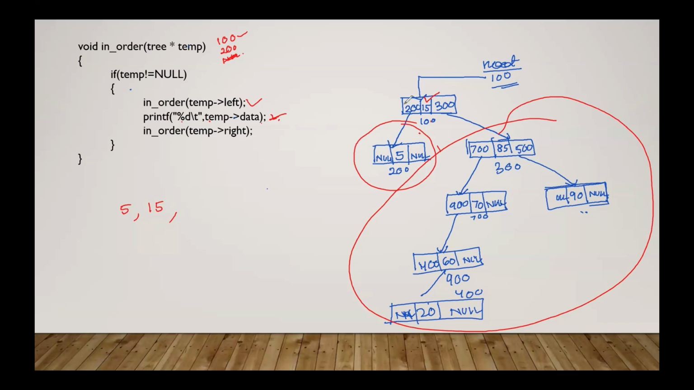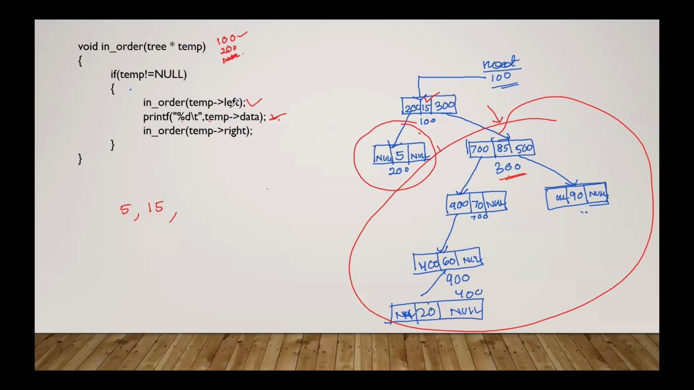This is the logic we have to follow. So now we print the 15. After that we go there. So here what happened? This is our temp value right now. So now we have to move to which value?